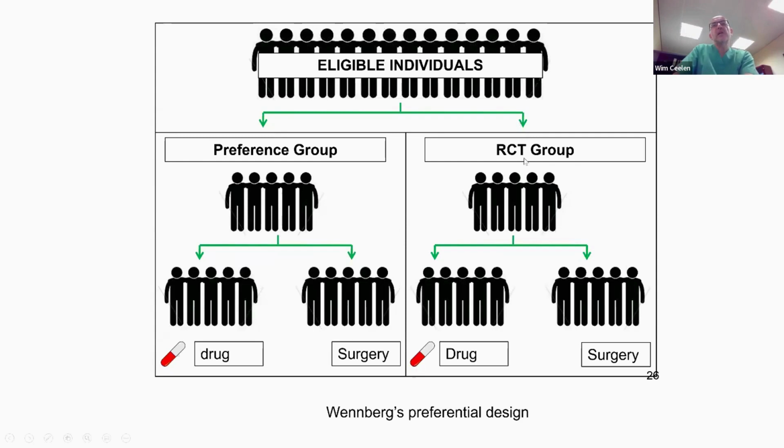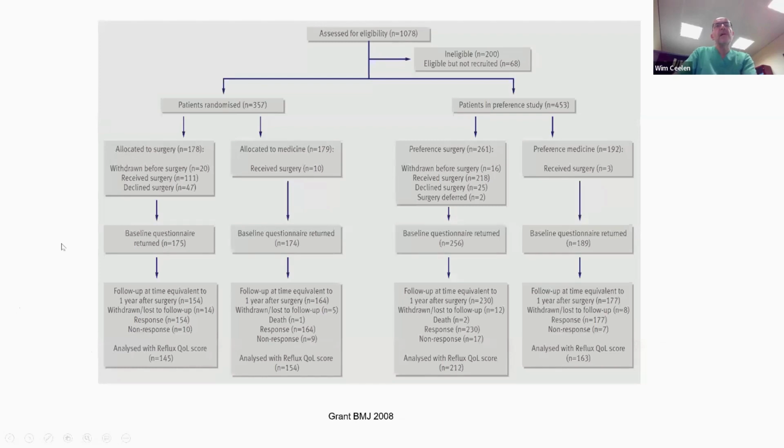And then you have the RCT group, where treatment is, of course, allocated randomly according to the study protocol. And then in the end, this is, of course, a very complicated and complex statistical analysis. But in the end, the results of both the preference group and the RCT group are combined to get the outcome. And this is an example of such a study. It is, as I remember, not in cancer. I don't remember the exact... No, it's a reflux surgery.